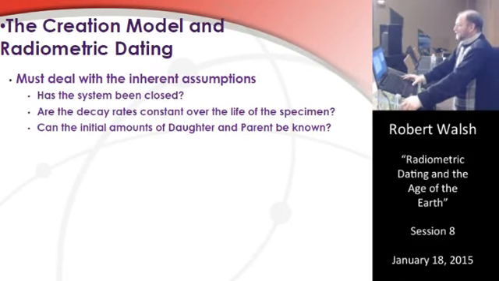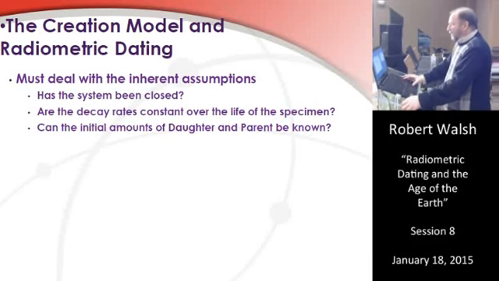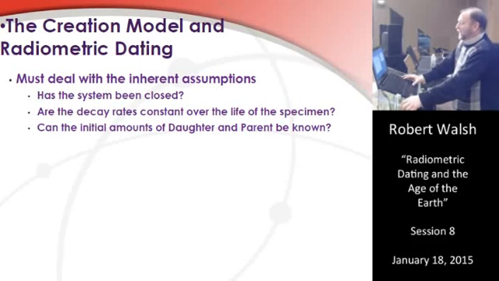So the answer to that is, has the system been closed? The answer is no. Are the decay rates constant over time? We'll see in a moment that there's good evidence that that's not true. Can the initial amounts of the daughter and parent be known? And we'll talk a little bit about that.